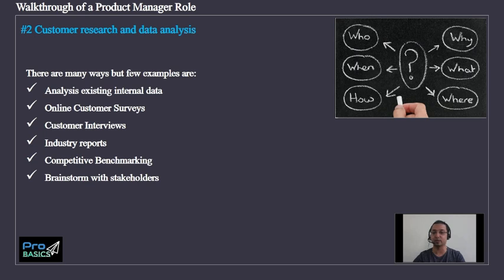There are multiple ways to do this, such as analysis of historical data of your company. You can send out online surveys to customers. You can conduct customer interviews, look at industry reports, do competitive benchmarking, or just do brainstorming sessions with your colleagues. By the way, you can also check out the 5 Why and 1 How video and the how to do competition benchmarking video by Pro Basics channel to learn more about this.